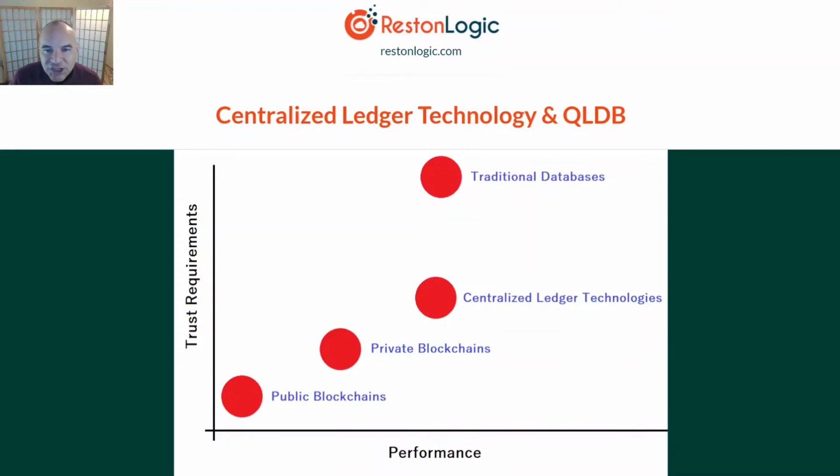Now, what is interesting is notice how much smaller the trust requirements are for centralized ledger technologies compared to traditional databases. So that strikes a pretty desirable compromise in many situations. You are significantly minimizing the trust requirements without much of a performance cost. So that might be a very desirable compromise in many situations.